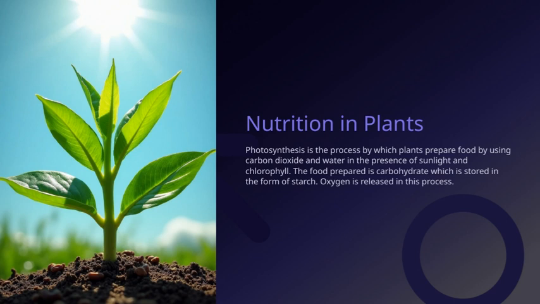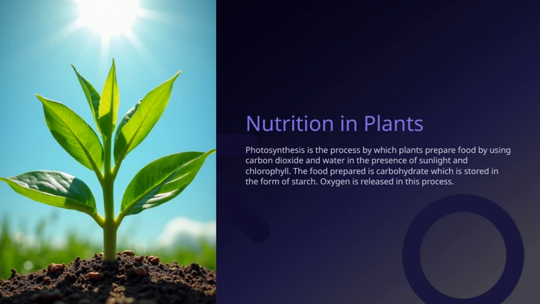They do this by using carbon dioxide from the air and water from the soil, all in the presence of sunlight and chlorophyll, the green pigment in leaves. This process is vital because it allows plants to produce the energy they need to grow and thrive. The food they create is a type of carbohydrate, specifically stored as starch, which serves as a reserve energy source.